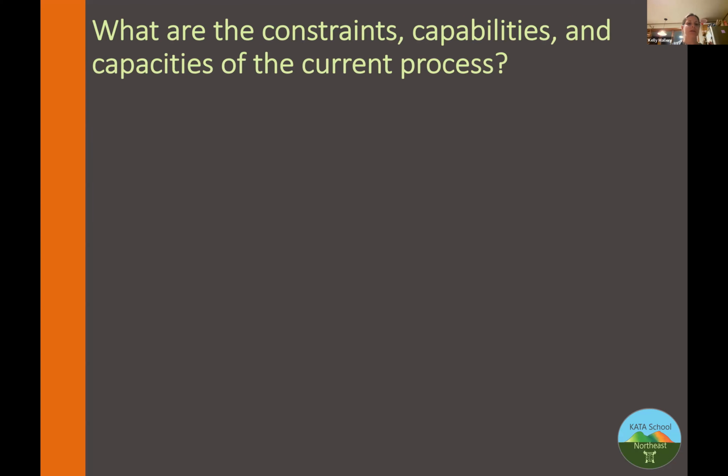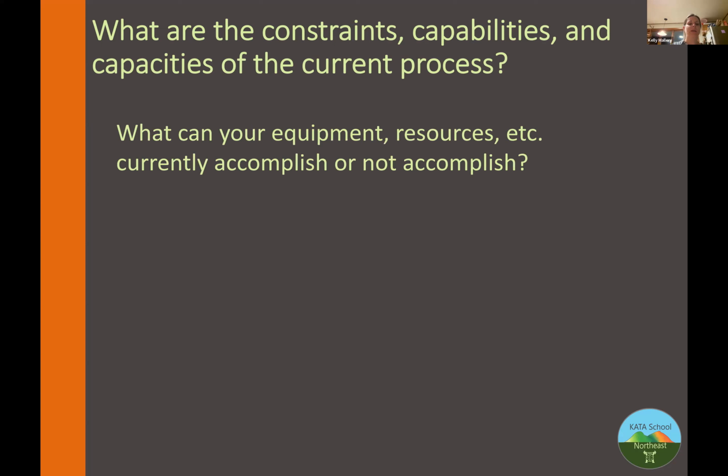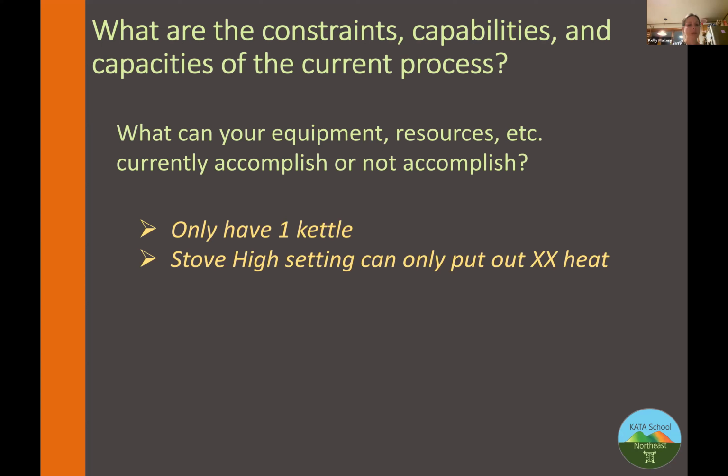Next, you want to answer what are the constraints, capabilities, and capacities of the current process. What this is really asking is what can your equipment or resources, et cetera, currently accomplish or not accomplish? So going back to our tea example, my constraints may be that I only have one kettle and that my stove high setting can only put out a certain amount of heat.